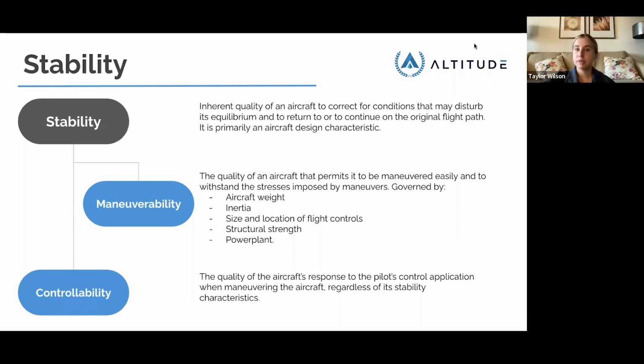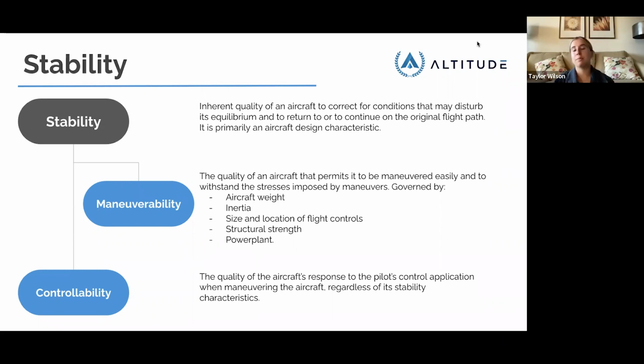So the stability of our aircraft can be measured by its ability to correct for conditions that might disturb its equilibrium and to return or to continue on the original flight path. So what that means is if we're flying our aircraft straight and level, and say a gust were to cause our aircraft to now be pitched up and now we're climbing, the measurement of the stability of our aircraft is its ability to return back to that straight and level flight.